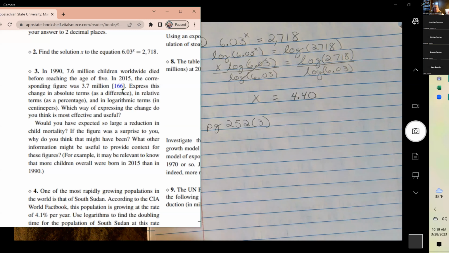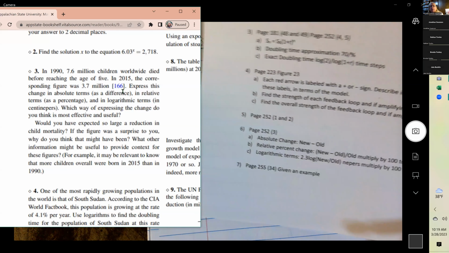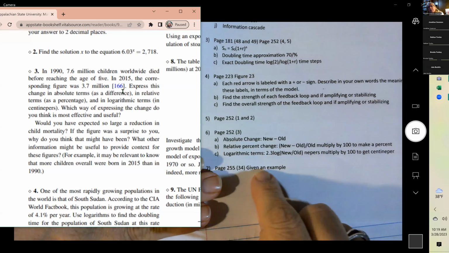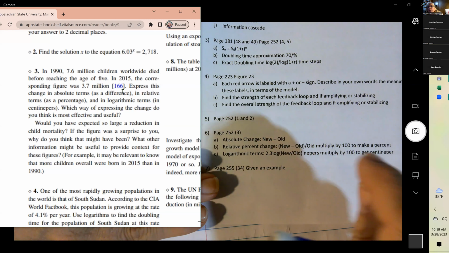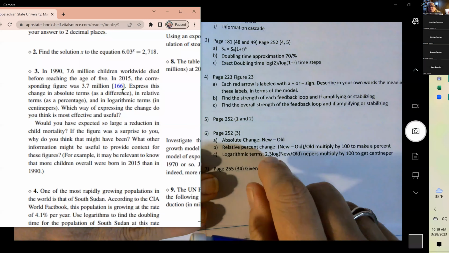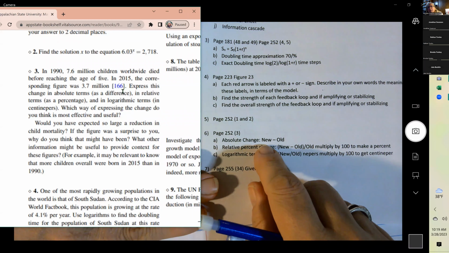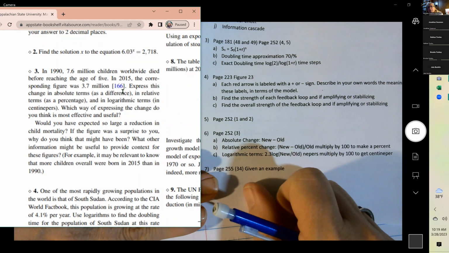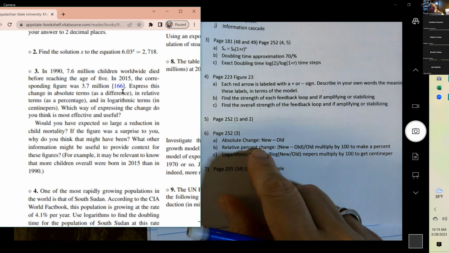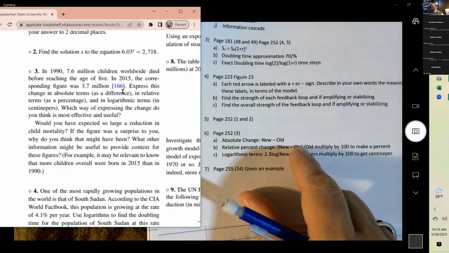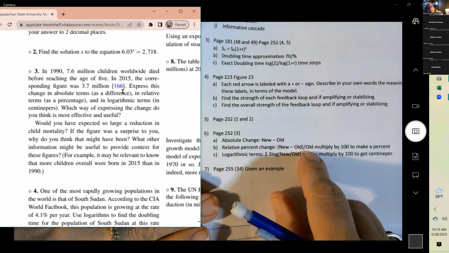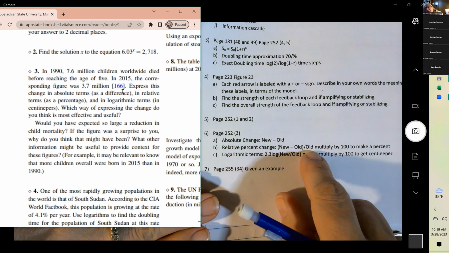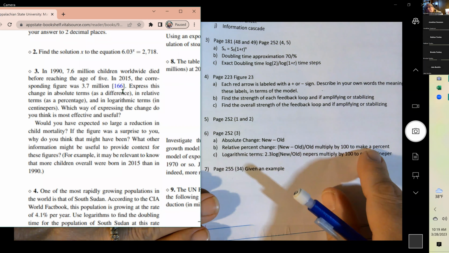Okay, absolute change, I have the formulas on the paper. So absolute change is new minus old, or new minus original, or new minus reference. You'll see all 3, but it's the new value minus the old value. Relative change, you take the new minus the old and divide by the old. And then it said percent, so multiply by 100 to make a percent.